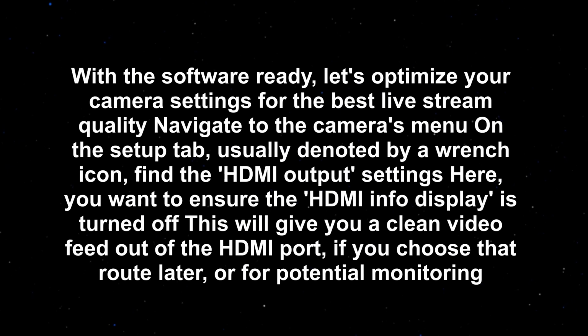With the software ready, let's optimize your camera settings for the best live stream quality. Navigate to the camera's menu on the Setup tab, usually denoted by a wrench icon. Find the HDMI output settings here. You want to ensure the HDMI info display is turned off. This will give you a clean video feed out of the HDMI port if you choose that route later, or for potential monitoring.